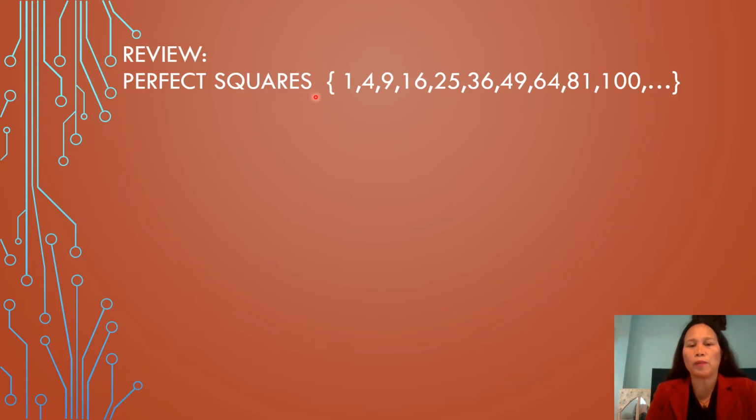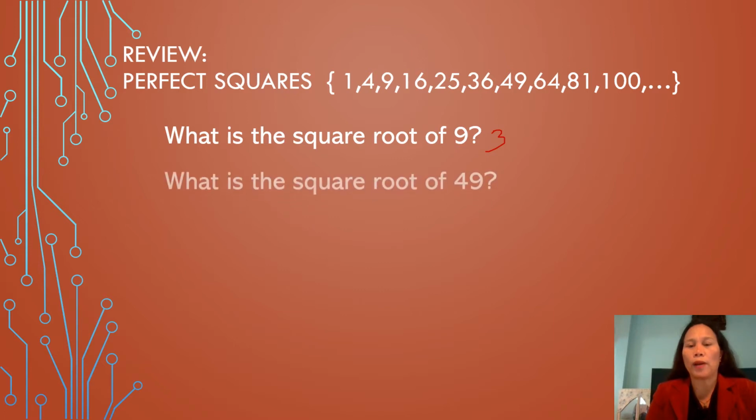I have here a set of perfect squares. 1, 4, 9, 16, 25, 36, 49, 64, 81, 100, so on and so forth. What are these numbers again? These are the result if a number is multiplied to itself twice. Other way around of asking this is, what is the square root of 9? And that is 3.